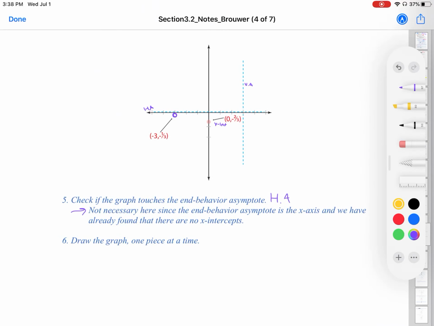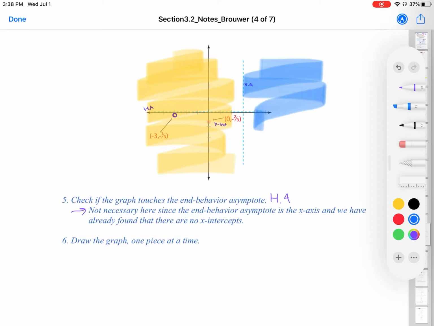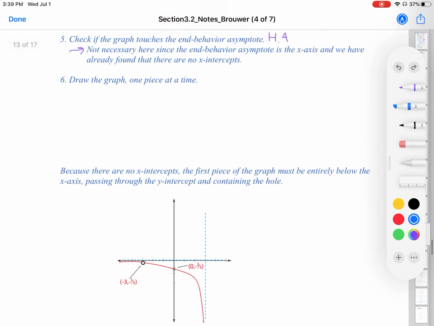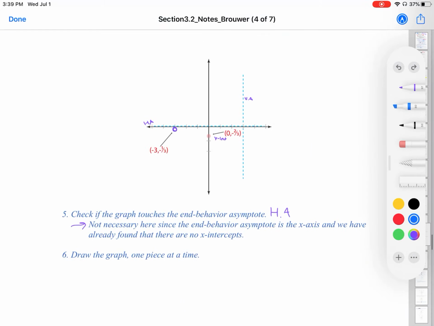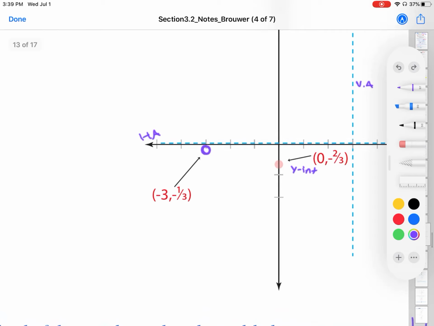Just to emphasize, our vertical asymptote splits the graph into 2 pieces, and we have to explore each piece separately. Because there are no x-intercepts, the first piece of the graph must be entirely below the x-axis, through the y-intercept and containing the hole. We have these points, and we know they are going to be part of a curve that gets closer to our asymptotes but never crosses, so it's forced to look like that.